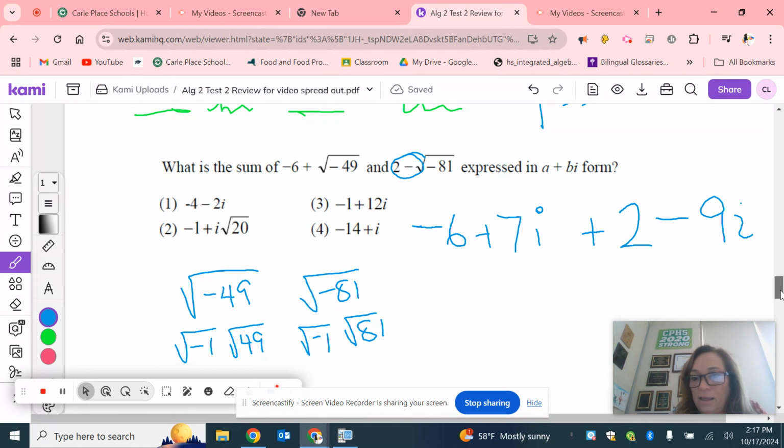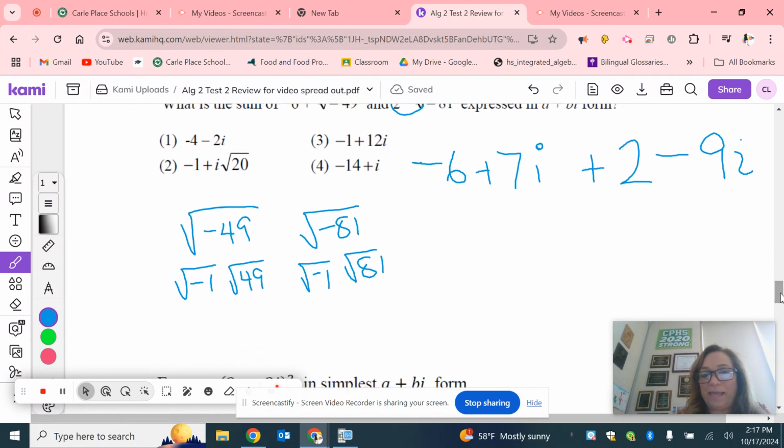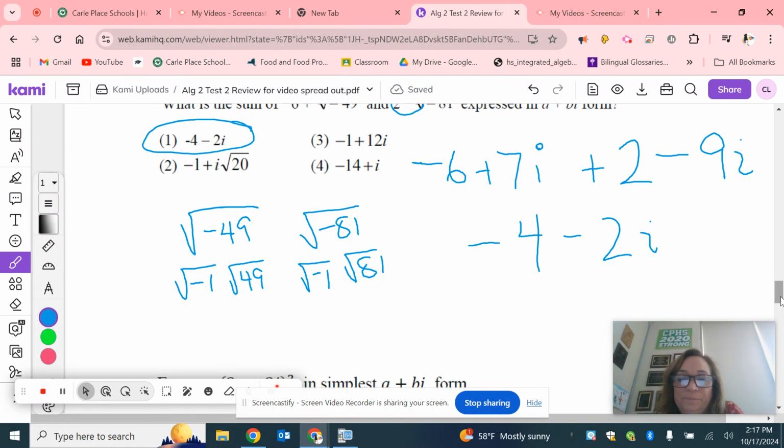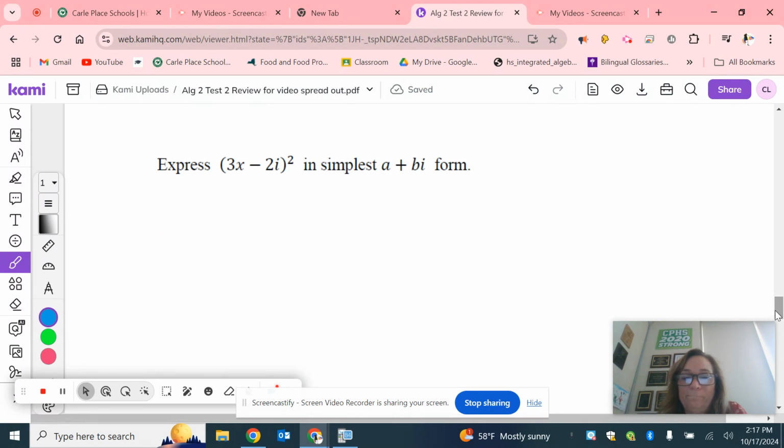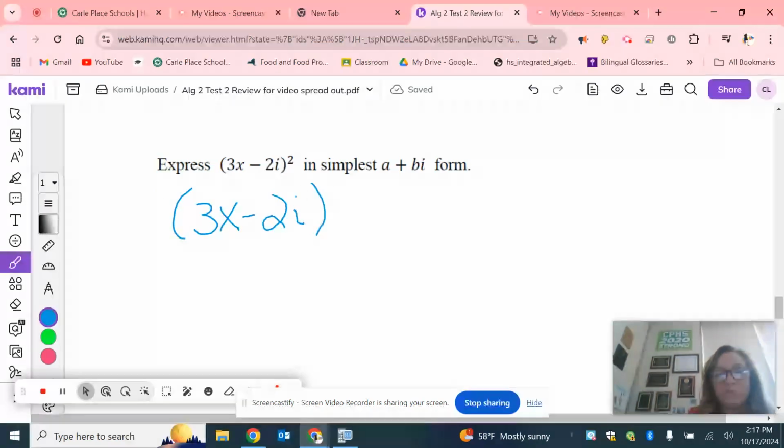Okay. I add negative 6 and 2, I get negative 4. I add positive 7 and negative 9, I get negative 2. And here's the answer. Again, the calculator can do that. I would still try to do it. Okay. This video might be longer than the usual Algebra 1 ones because this stuff is harder, but it's fun.